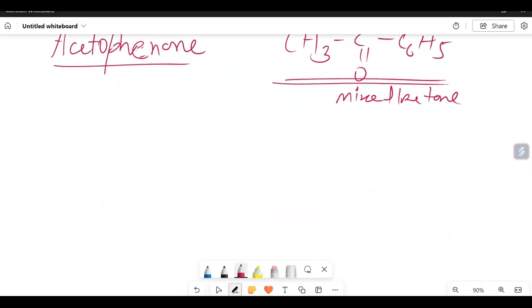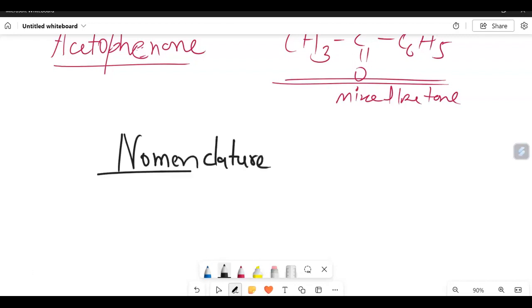Now let's go ahead with the nomenclature of aldehyde. Organic chemistry can be studied by a very simple method. First you have to understand the nomenclature of the compound, then the preparation method, then you can go for physical properties, chemical properties, and you have to do the questions according to it. That's all about organic. Even if you are talking about alcohol, phenol, anything, the same is true for everything.